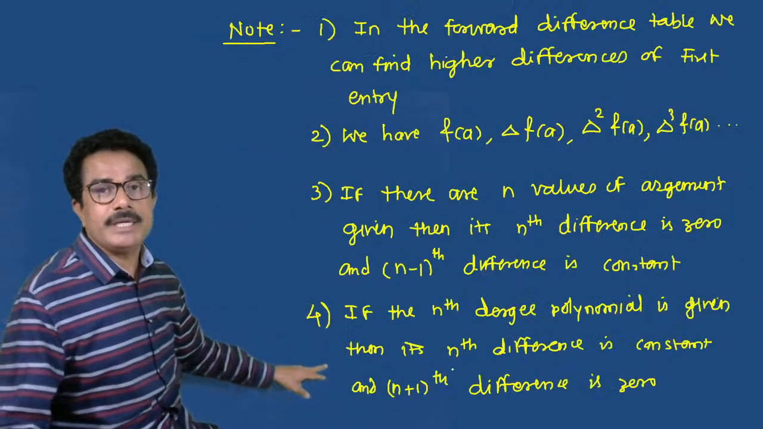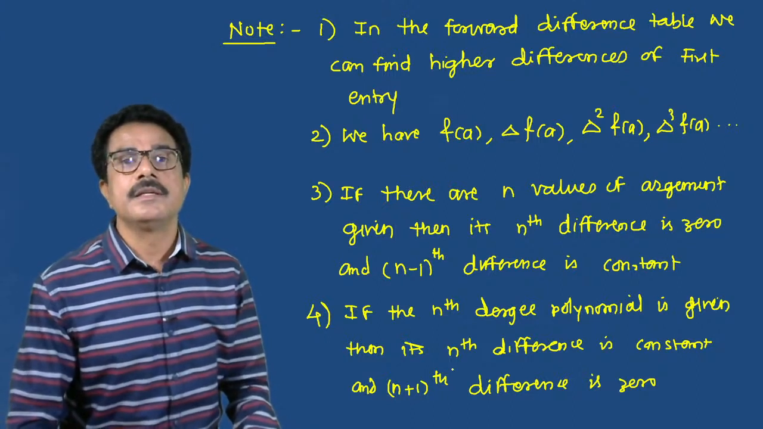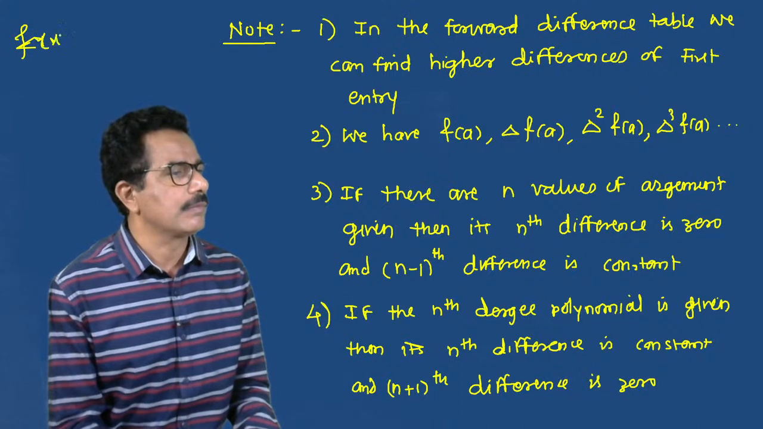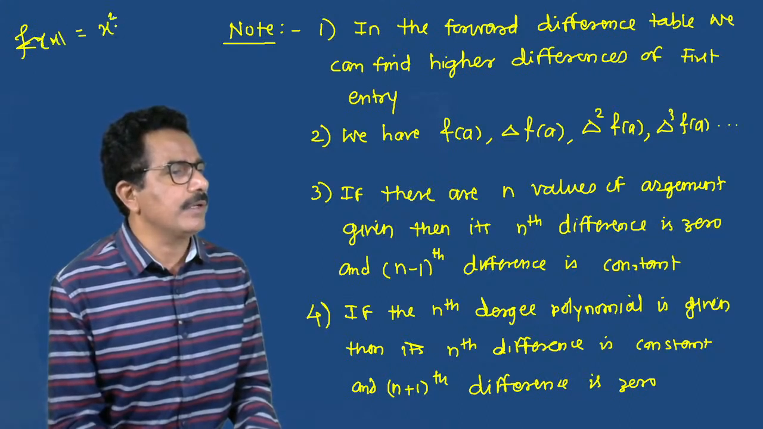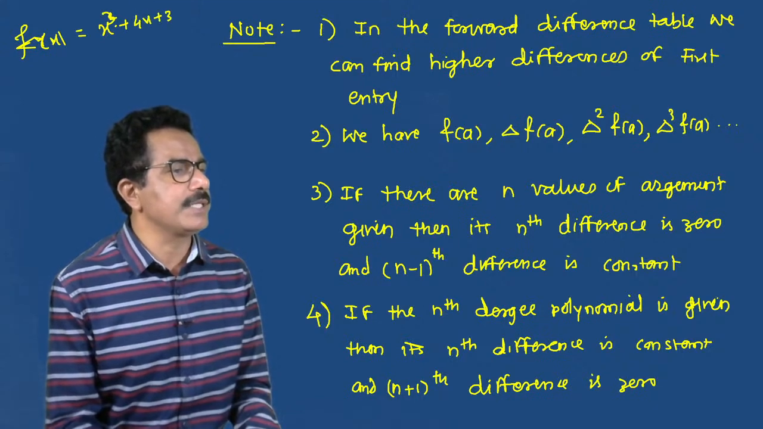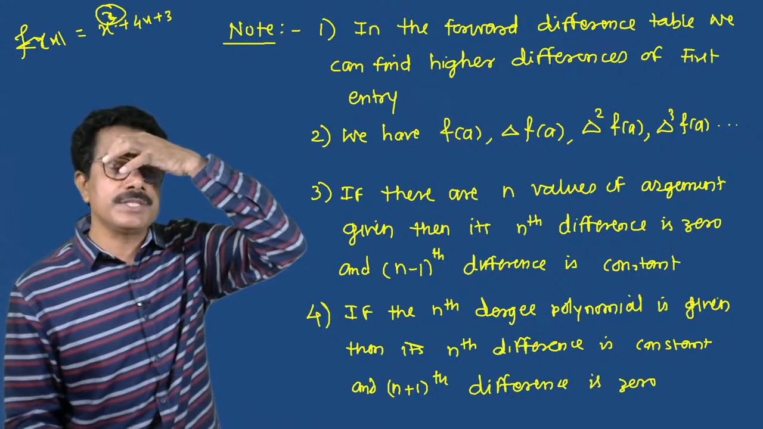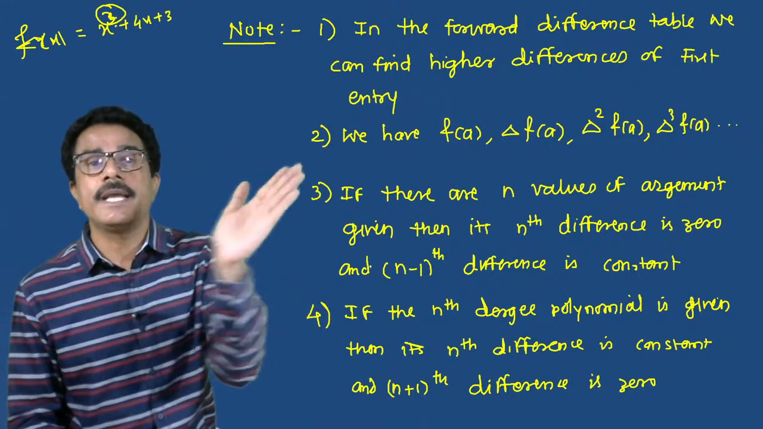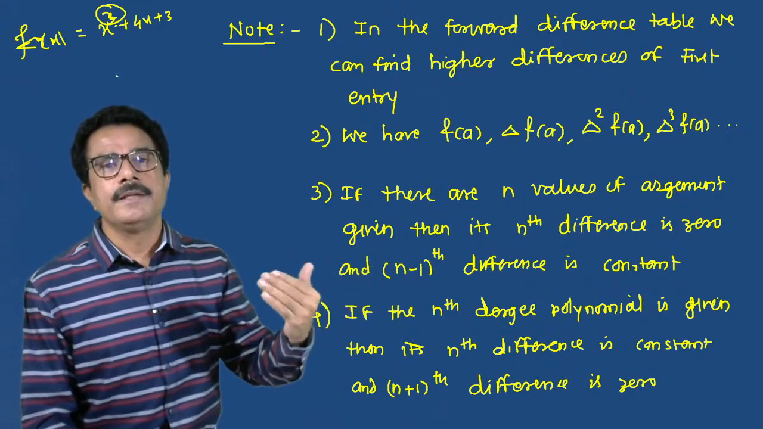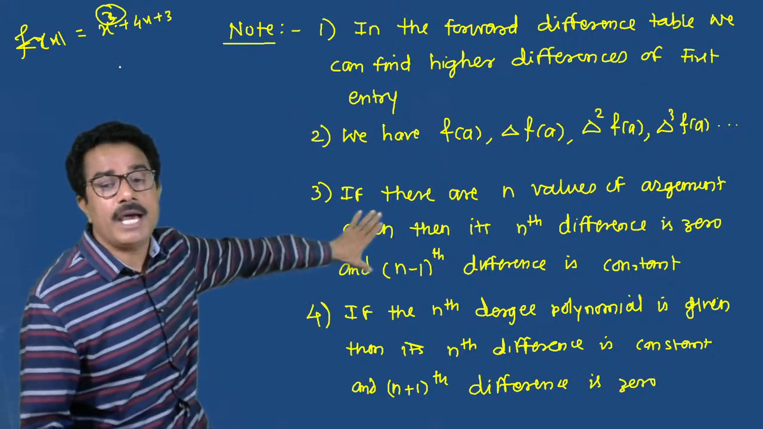आणि हे पॉलिनॉमियलच्या बाबतीमध्ये. पॉलिनॉमियलचा जर तुम्ही टेबल ड्रॉ केलात, एखादा पॉलिनॉमियल आहे सपोज f(x) इज इक्वल्स टू x³ प्लस 4x प्लस 3. आता थर्ड डिग्री पॉलिनॉमियल असेल, then its third difference is constant. म्हणजे टेबल काढला त्याचा तर थर्ड डिफरन्स कॉन्स्टंट येतो आणि फोर्थ वगैरे सर्व 0 येतात. हे पॉलिनॉमियलच्या बाबतीत आहेत आणि हा आर्ग्युमेंटच्या बाबतीत आहे.